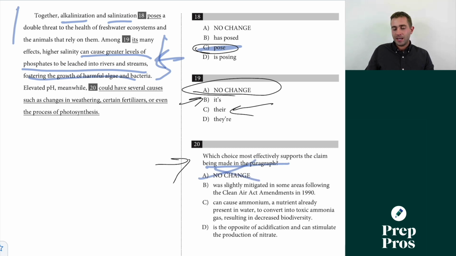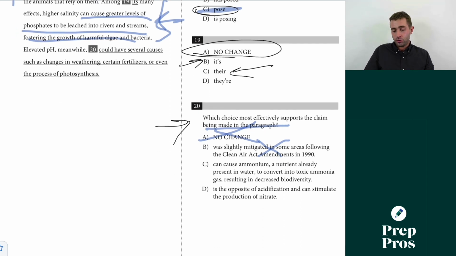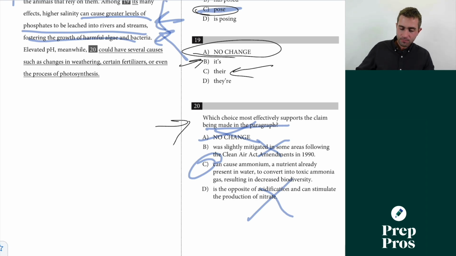Was slightly mitigated in some areas following the clean. This has nothing to do with what we're talking about. Can cause ammonium, a nutrient already present in water, to convert into toxic ammonia gas, resulting in decreased biodiversity. There's our correct answer. We're talking about the negative effects of this. Is the opposite of acidification and... once again, you get to use the rest of the paragraph for context. That previous one talking about the causes really helps me identify what I'm looking for there.